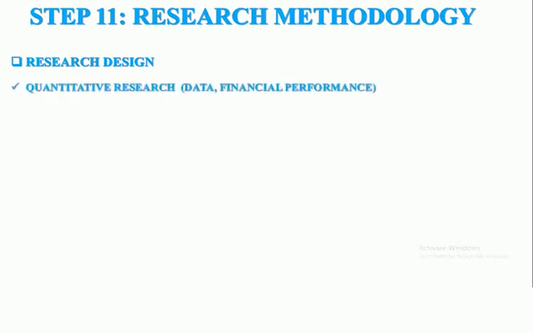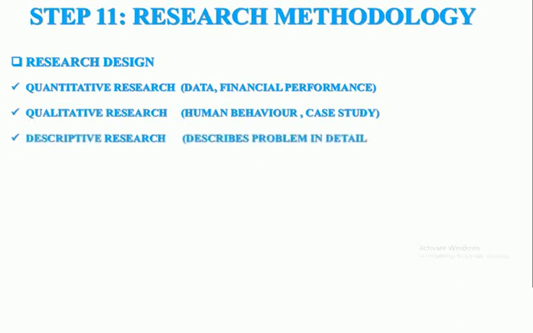We move to our step number 11, which is research methodology. First part of research methodology is research design. Research designs are quantitative research, which includes data like financial performance. Then is qualitative research, which includes human behavior and case studies. Then comes descriptive research, which describes problems in detail.